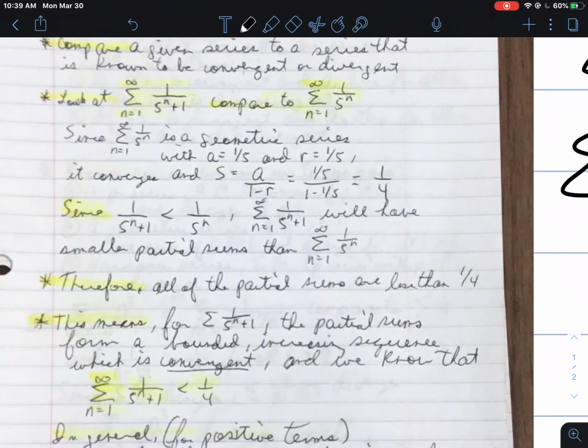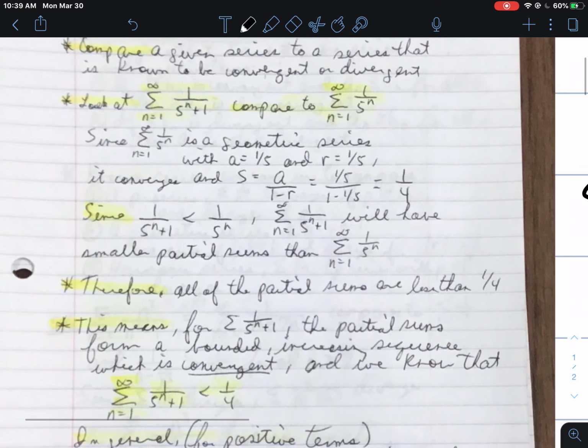So 1 over 5 to the n plus 1 we know is smaller than 1 over 5 to the n. And that goes back to what we've said many times. If I take a fraction and increase the denominator, it's going to decrease the value of the fraction. Right? Remember, there's that inverse relationship. So 1 over 5 to the n plus 1 is always going to be less than 1 over 5 to the n for all values of n.